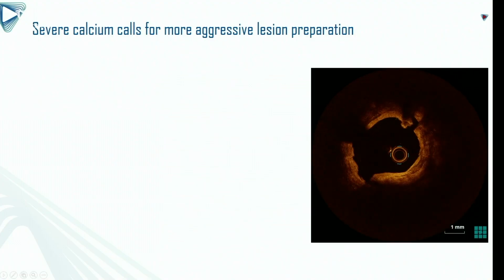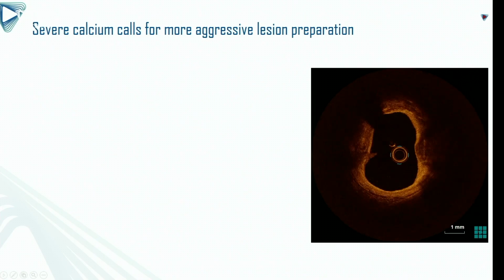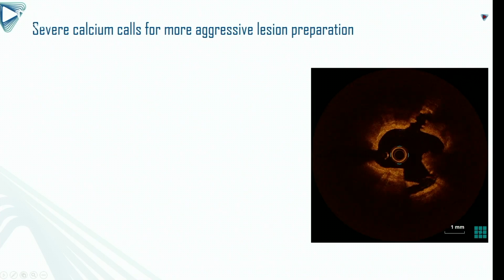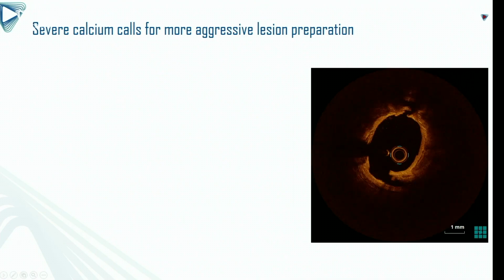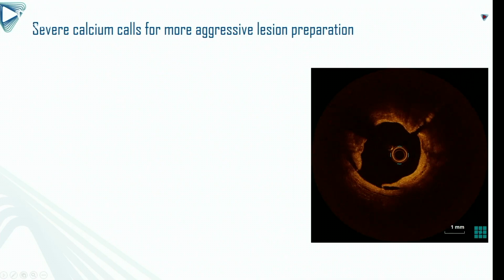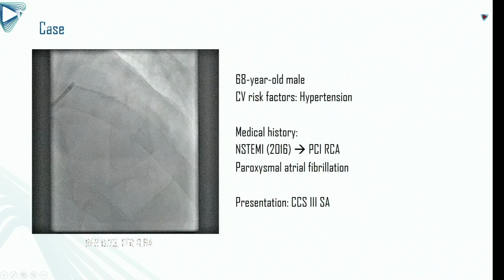In this case, we proceeded with a shockwave balloon, and watch at 2 and 3 o'clock, you see clear cracks even within the thick chunks of calcium, which clearly illustrate the fact that with cracks in the calcium, this is the go-ahead to proceed with stent implantation, and these cases will end up with good stent expansion.